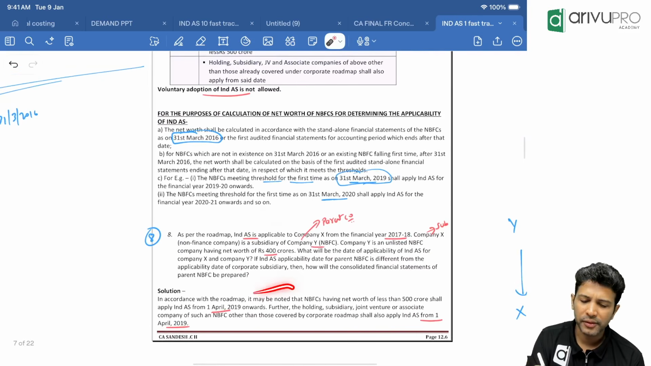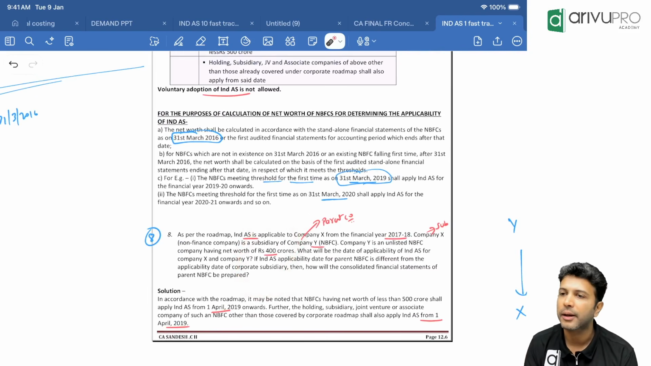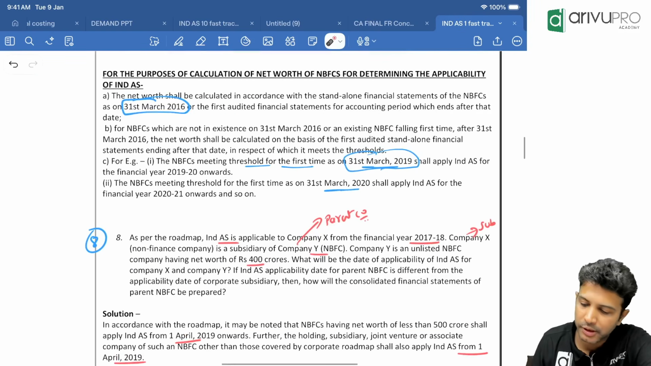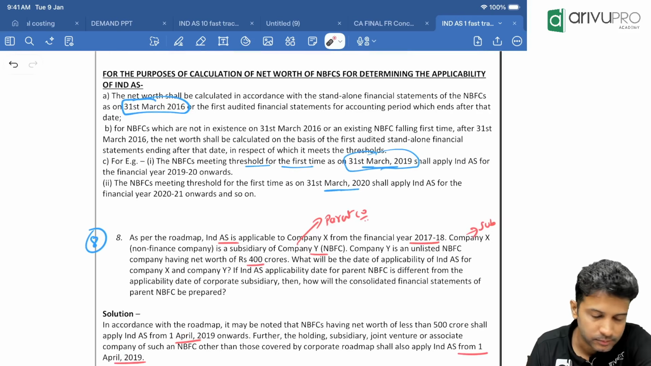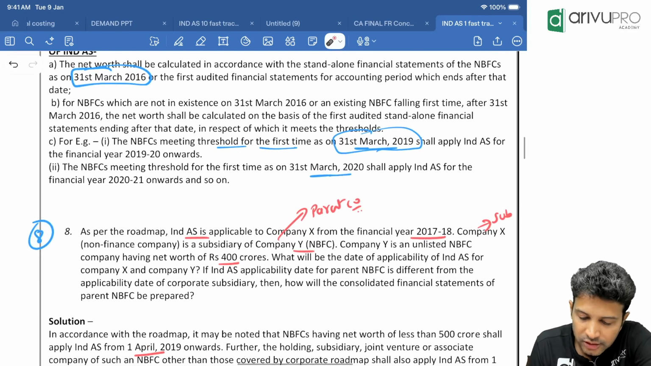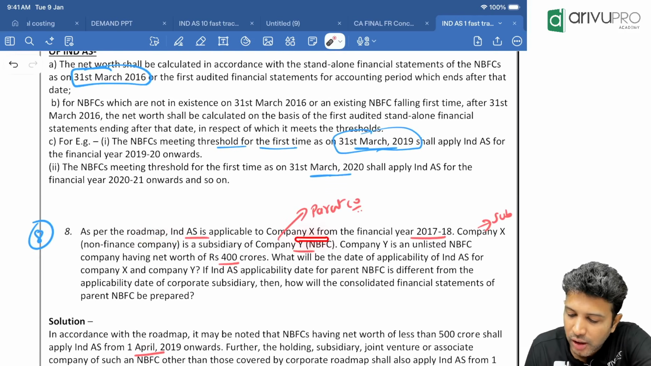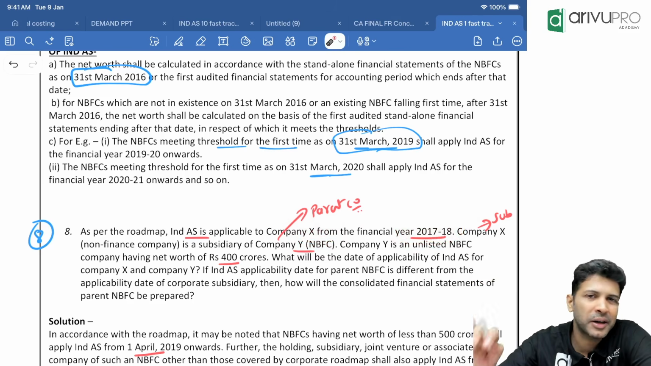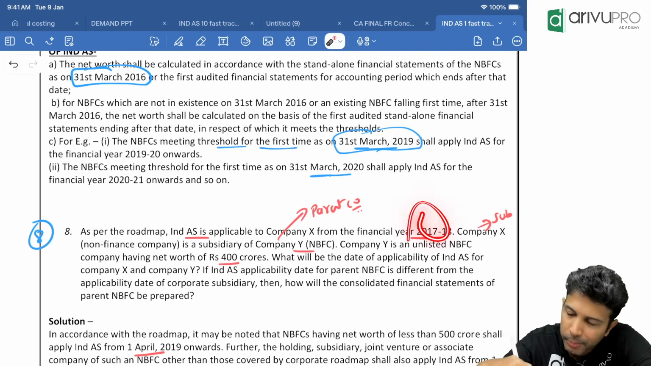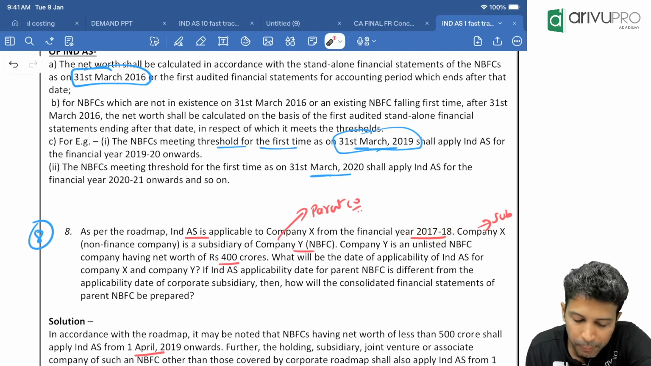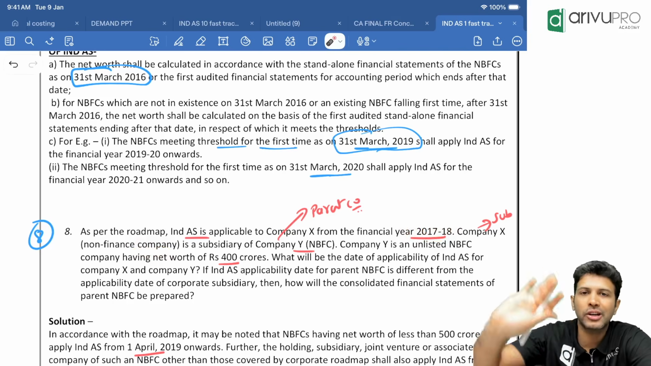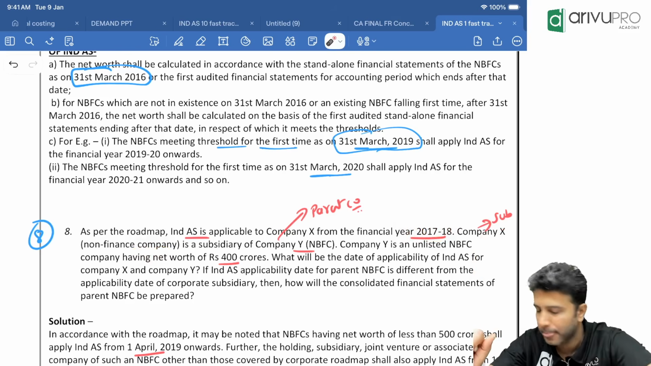Now relating to NBFC, there are I think a few questions. Can we take that up? Okay, come to question number 8. As a roadmap, Ind AS is applicable to company X. Read the data carefully. Company X, Ind AS is applicable from what year? 17-18, because they satisfied maybe the net worth limit, so they need to apply Ind AS. Company X is a non-finance company, so it is a normal company.